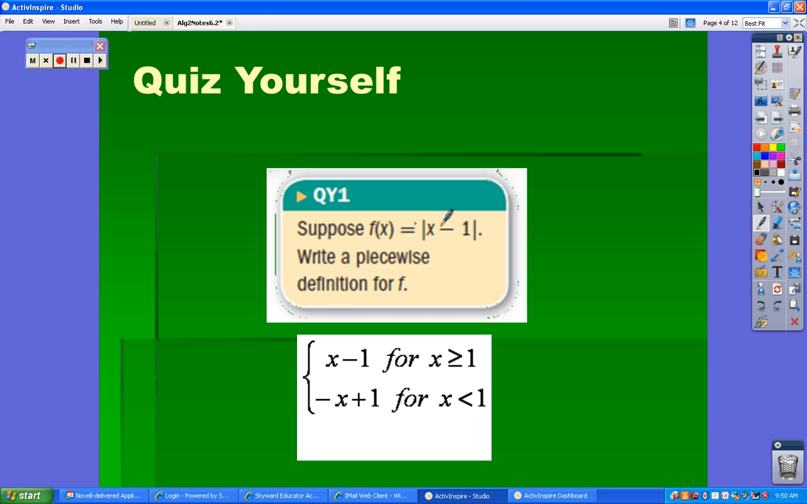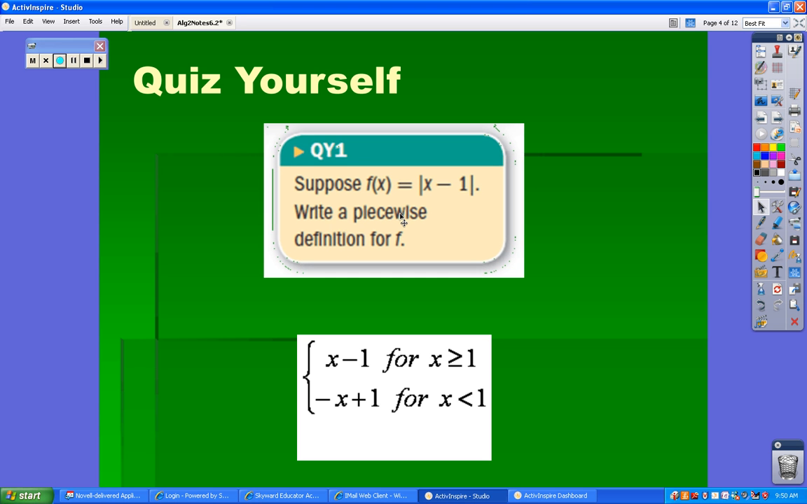Suppose we have this graph. I actually have the answer here. Pretend that's not there. Write a piecewise definition for f. Well, it's going to be f of x equals x minus 1 for x greater than or equal to 1, and negative x plus 1 for x less than 1. This part of the graph came from negative what was in parentheses. We distributed it, and you get negative x plus 1. The first part of the piecewise is exactly what is written inside the absolute value sign. So that's where those two things came from. This part, again, is where that vertex occurs.